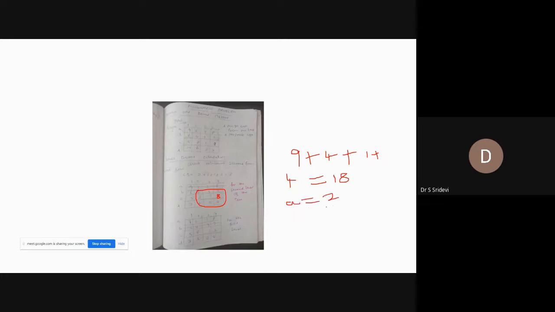If A is equal to 2, that is your second branch, right? So A is equal to 2 means you have to select the A2 value. How will you find out A2? First row, second column value. A2 is equal to 2.